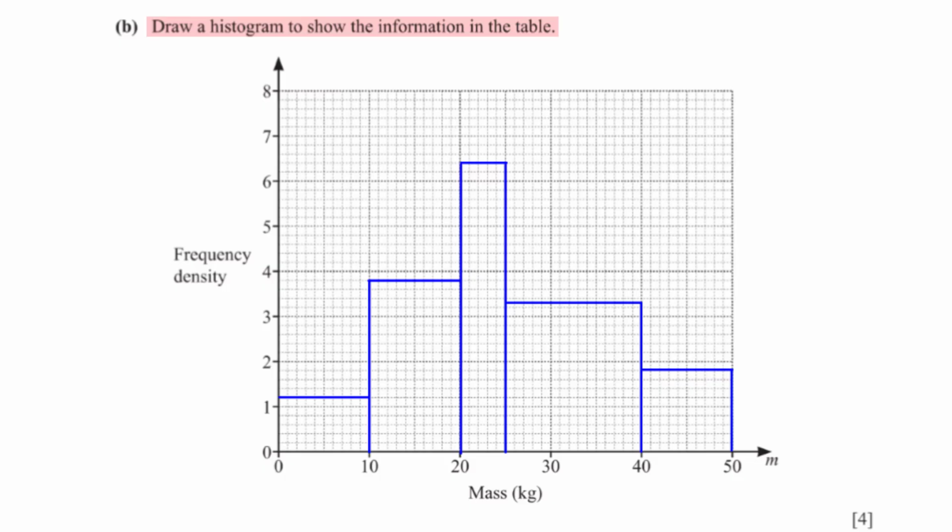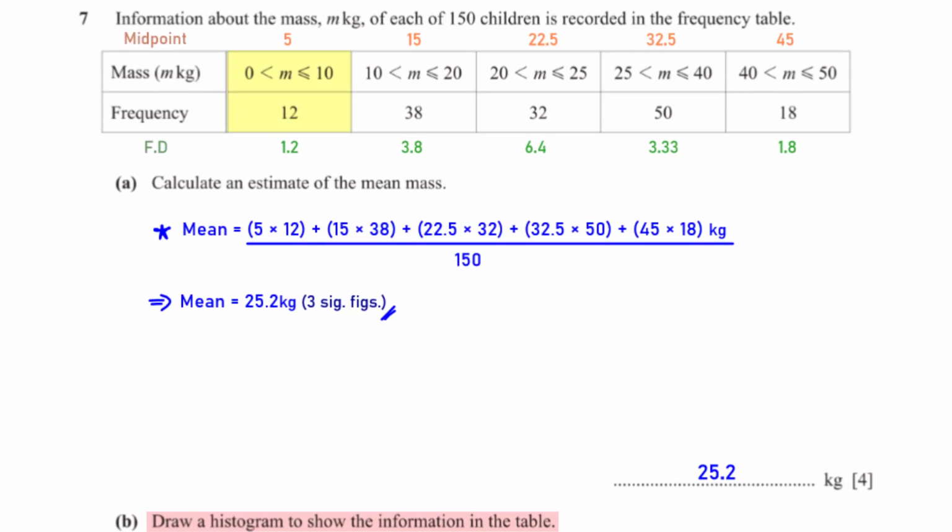Draw a histogram to show the information in the table. To be able to draw the histogram to show the information given in the table, we need to calculate the frequency density for each of the given intervals. For the first interval, the frequency density is equal to the frequency, which is 12, divided by the interval width, which is 10 minus 0, which is equal to 1.2. Then we have 38 divided by 20 minus 10, which is equal to 3.8.